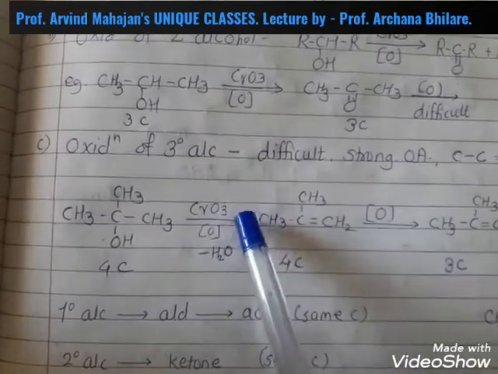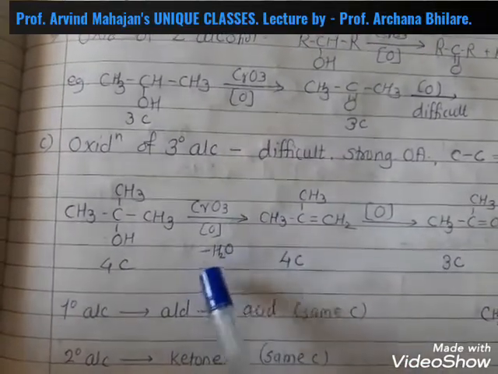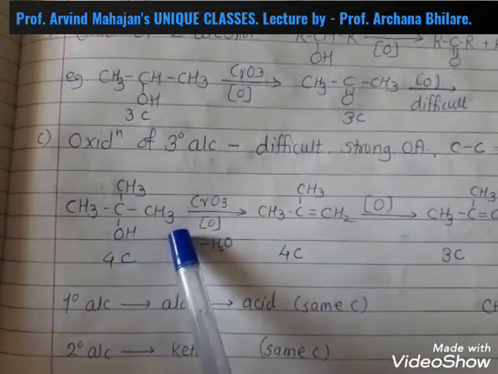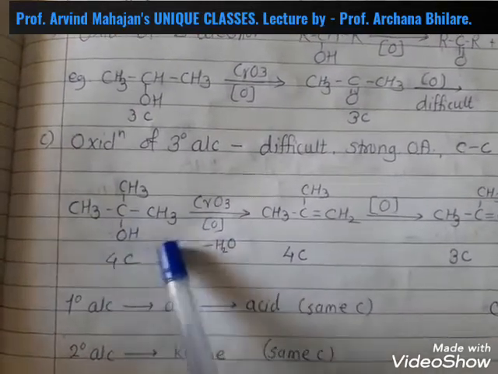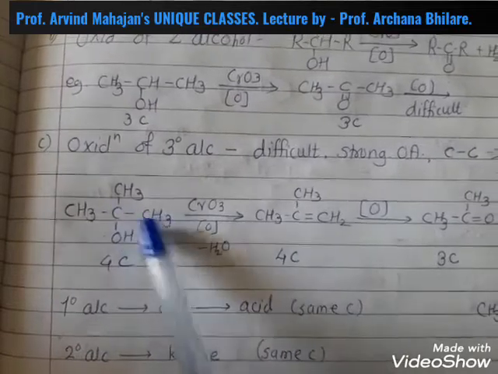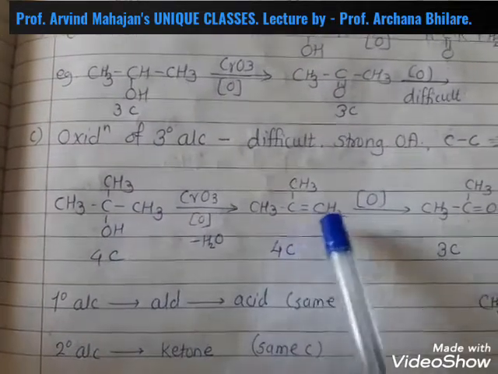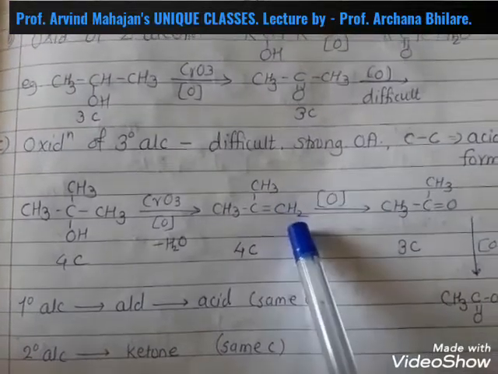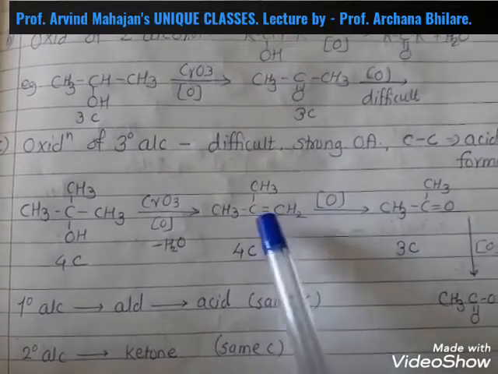So in presence of oxidizing agent, first it undergoes dehydration. So this OH and adjacent carbon H are eliminated as water. So a double bond is formed between these two. We get here a double bond. Now it is further oxidized, and we discussed this reaction in 11th standard also.